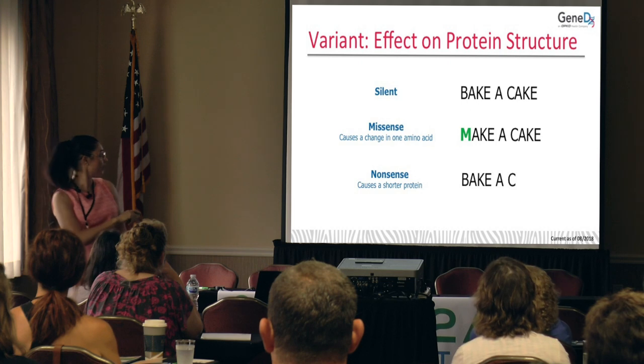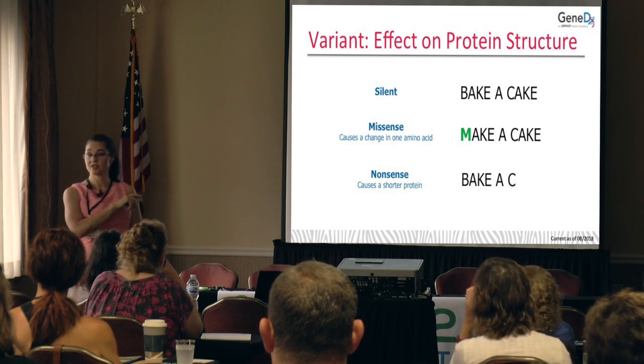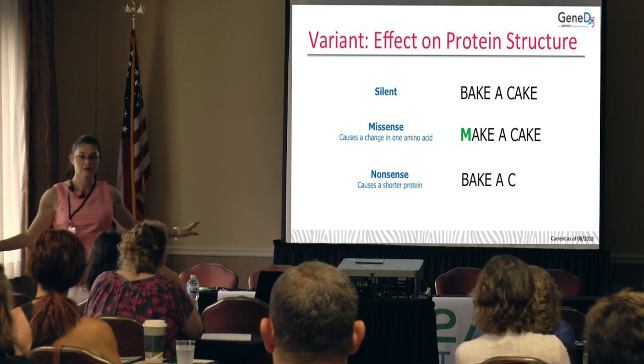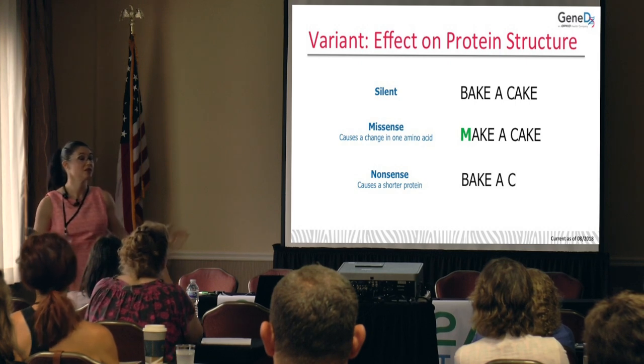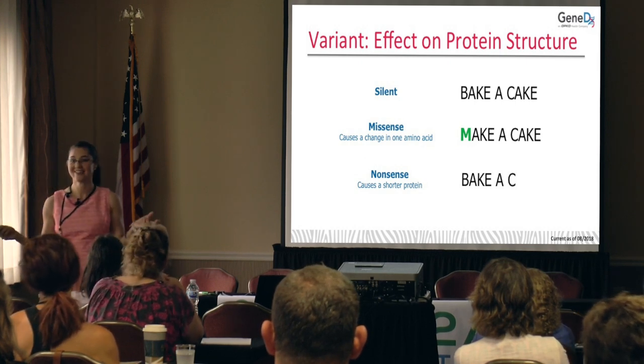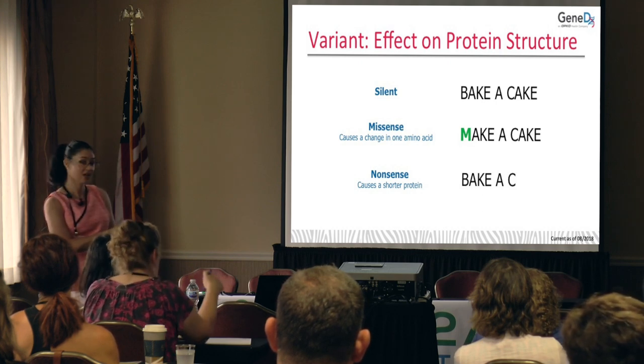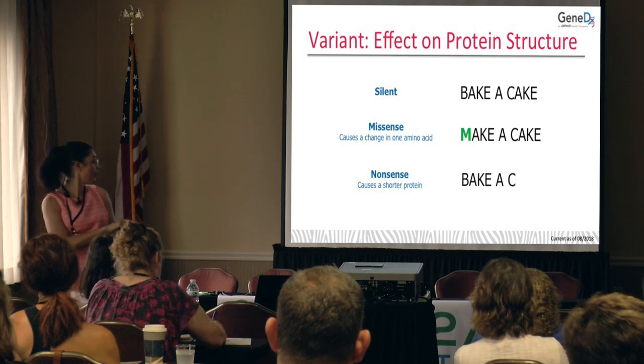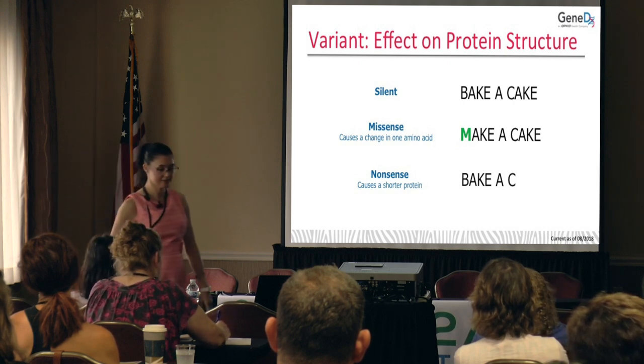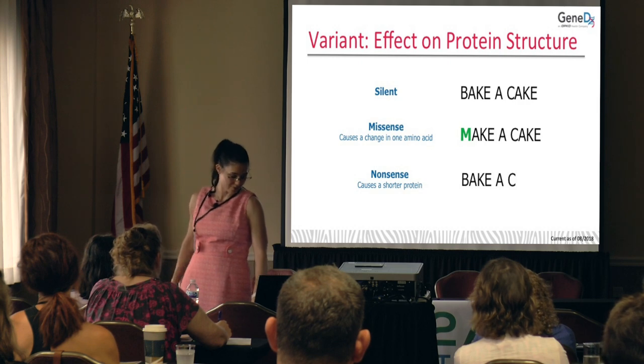Or, I'm going up to the top now, there may be a variant in the DNA that has no effect whatsoever on the structure of the protein. It's completely silent. Actually, we all have thousands and thousands of those. Or there could be a variant on the DNA that just causes like a one-letter change in the protein, and we call that a missense. You might see that word on here before.